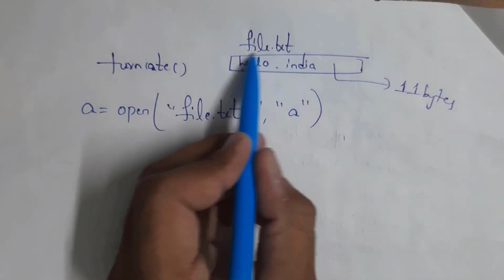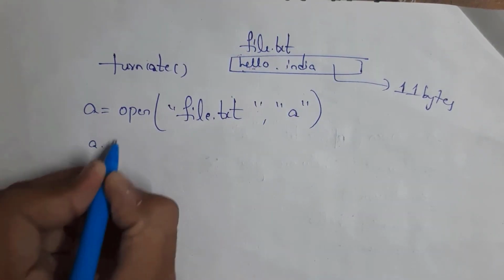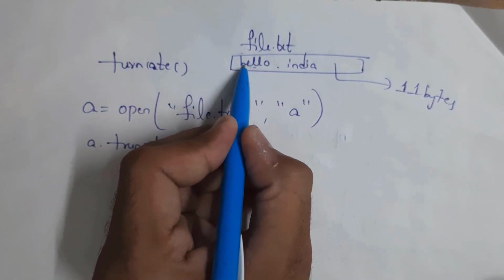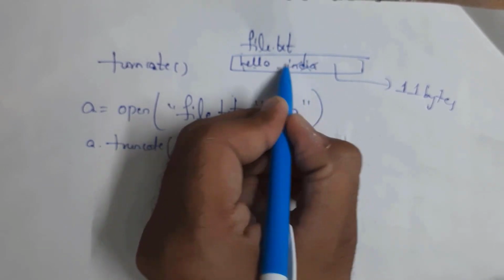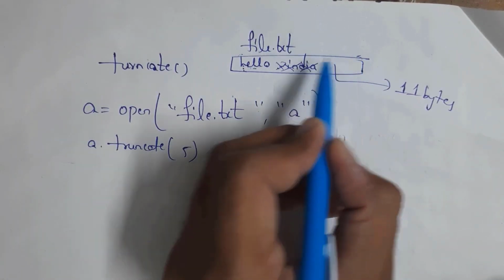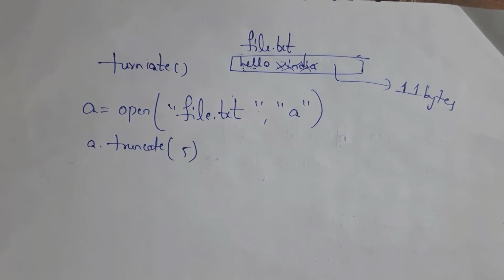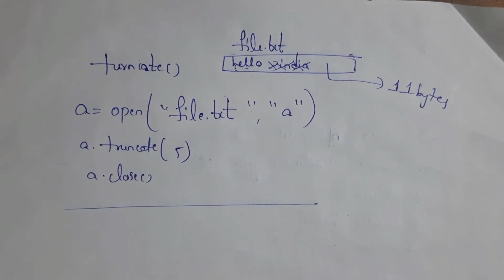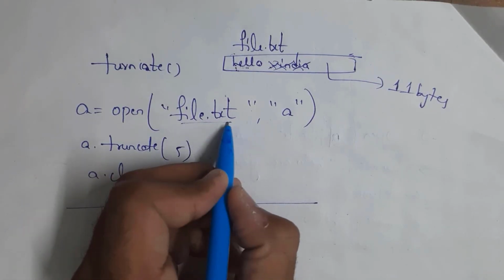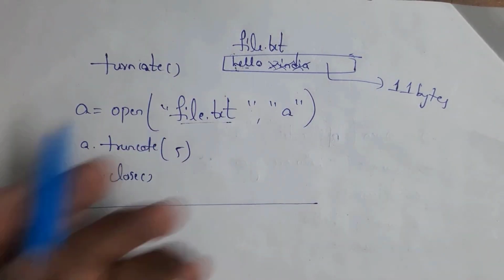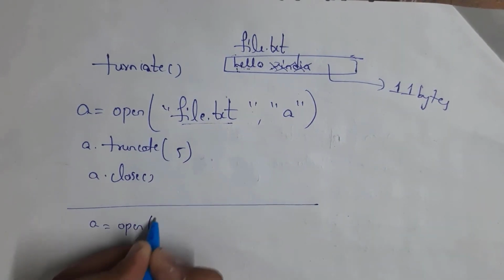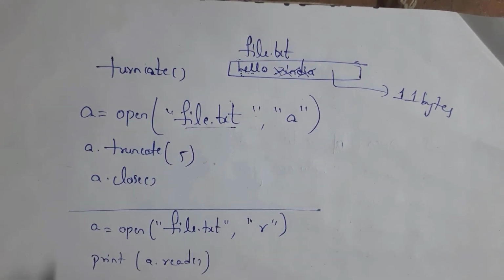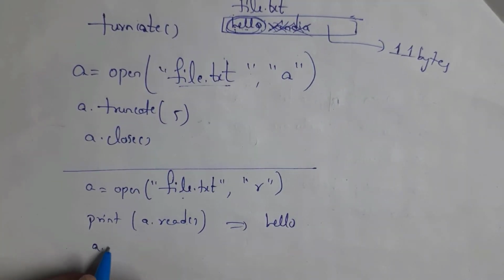Now I want to change this file size to 5 bytes. So just write here a.truncate of 5. Now it will change my file size to 5 bytes. What are 5 bytes? 1, 2, 3, 4, 5. So it will remove all the remaining characters. Now my file contains data, that is hello, which is 5 bytes. It removed the remaining bytes. And next write here a.close. And whenever you read this file, you will get output hello, because we changed file.txt to 5 bytes. Now I want to read this data. So just write here a equal to open file.txt in read mode, and whenever you write here print a.read, you will get output hello. And at last we need to close this file, a.close.